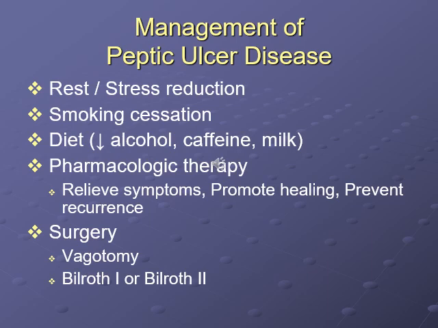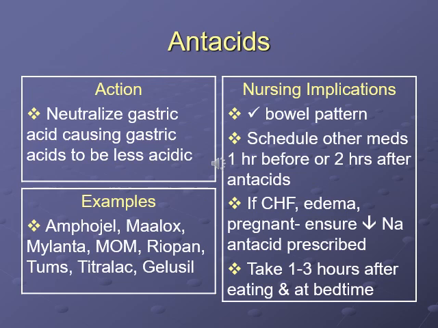Pharmacological therapy, so relieving symptoms with medications. We'll be talking about the antacids. If they have a duodenal ulcer and H. pylori was the cause, they can be on antibiotics to treat the H. pylori. Surgically, they can do procedures, and I'll show you that here in a second, a vagotomy or Billroth 1, Billroth 2, which will remove the section of the troubled area, and then they will reconnect that back up. So we will be doing more with the medications in class as well.